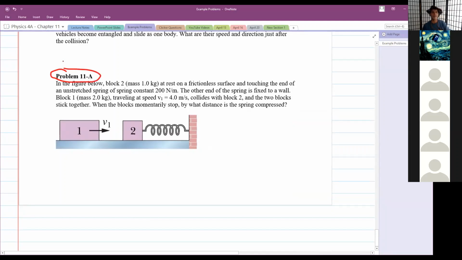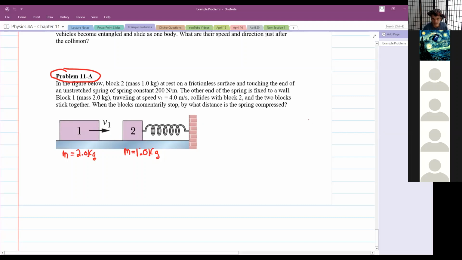And it says this: in the figure below, block 2, which has a mass of 1 kilogram, is at rest on a frictionless surface and touching the end of an unstretched spring of spring constant 200 newtons per meter. The other end of the spring is fixed to a wall. Block 1, which has a mass of 2 kilograms, is traveling at 4 meters per second when it collides with block 2, which is initially at rest. It says, when the blocks momentarily stop, by what distance is the spring compressed?